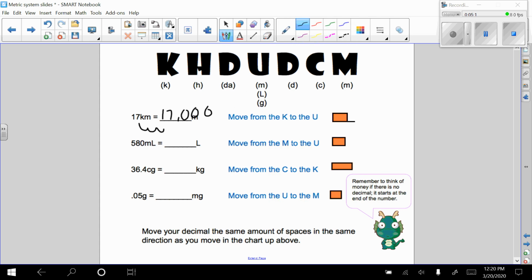If I go from milliliters to liters, well, put your pencil on milliliters. Where's it at? It's right here. And I'm going to go to liters. I'm going to go 1, 2, 3. That means I'm going to go 3 spots to the left. The decimal point's at the end if it's not already there, and go 3 spots. 1, 2, 3. That means I get 0.580.